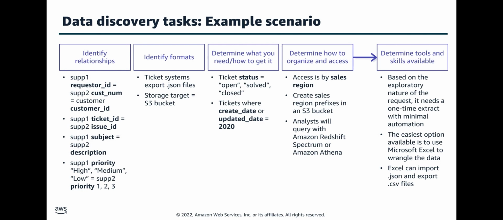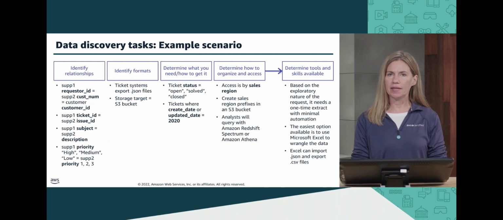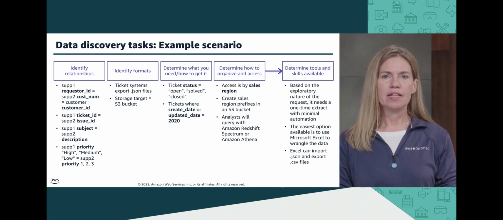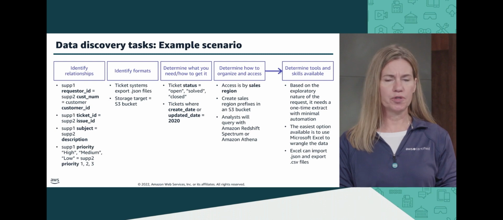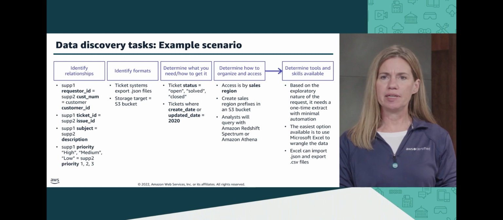Also, Support System 1 uses a priority rating of high, medium, and low, whereas Support System 2 uses numeric values of 1, 2, and 3. In terms of format, the ticket systems export JSON files, and the storage target will be an S3 bucket. Based on the requirement, the engineer needs to filter the source to get tickets with the status of open, solved, or closed, and the date range should be limited to tickets that were created or updated during 2020.